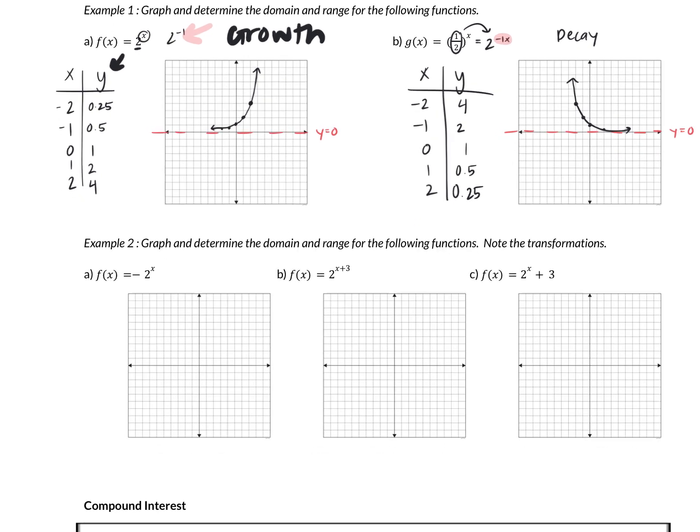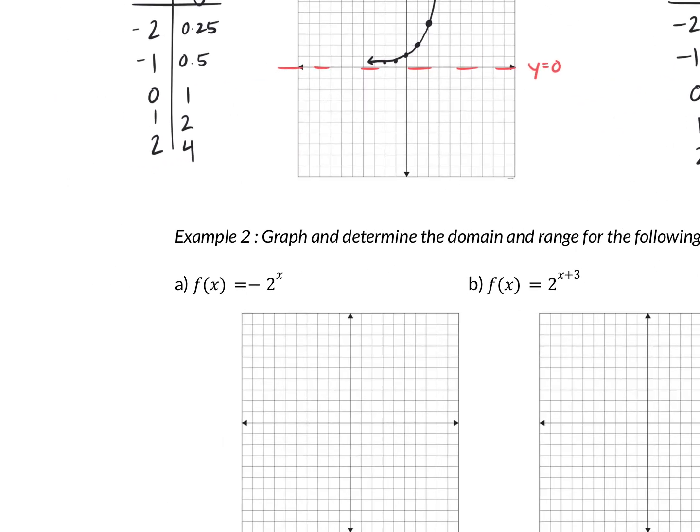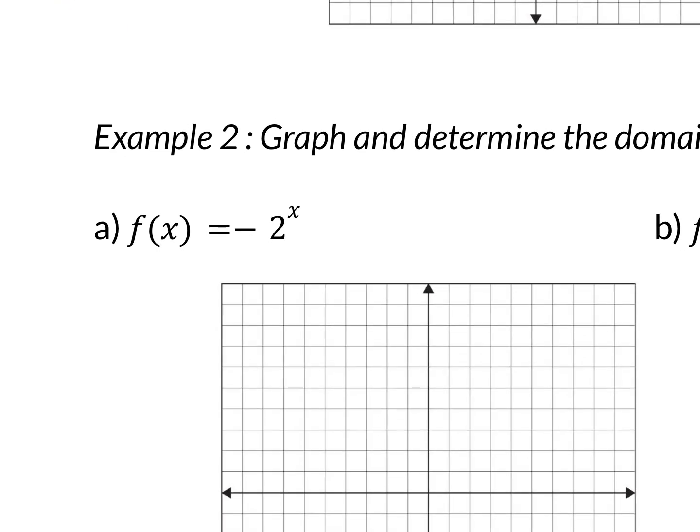Okay, this next example here, we've got some transformations that are happening to my parent function of 2 to the x. Okay. This first one, I've got a negative in front. This negative in front of our function of 2 to the x does what? Reflects it, right? But reflects it over the x-axis.